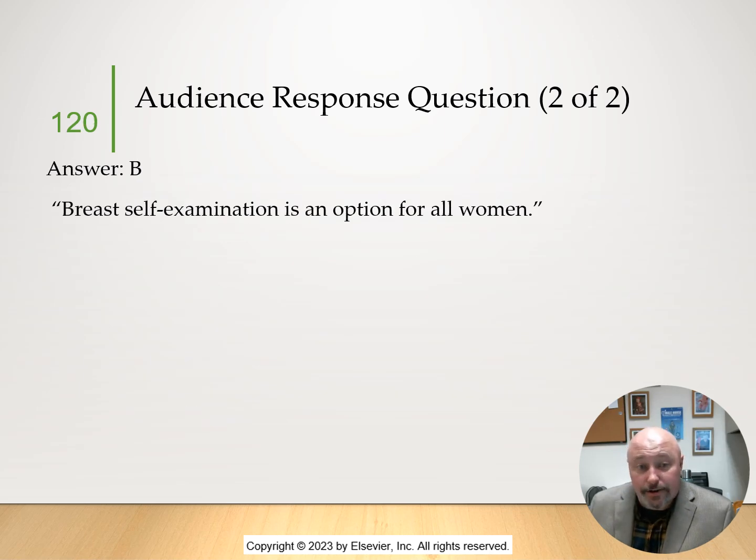The correct answer here is B. Breast self-examination is an option for all women. Additionally, women at increased risk should discuss with their healthcare provider both the benefits and limitations of starting mammograms earlier.